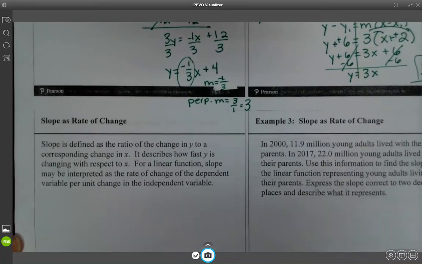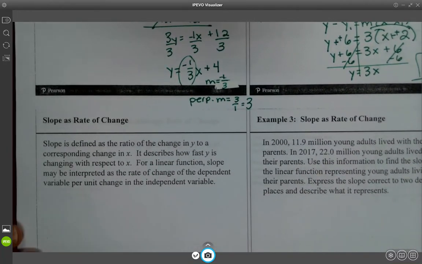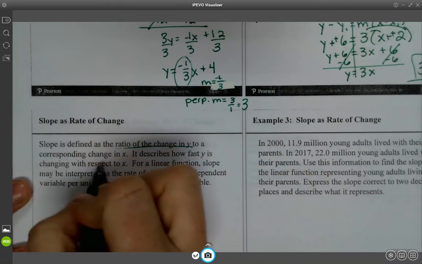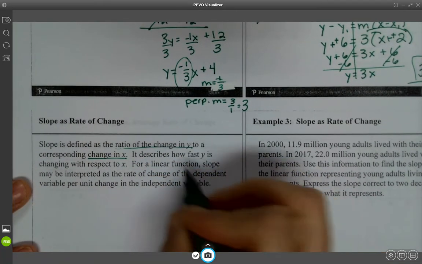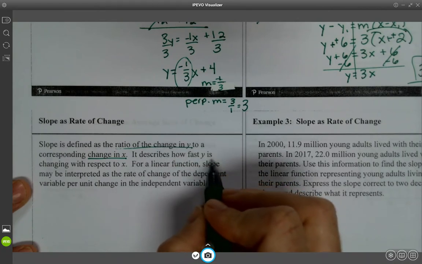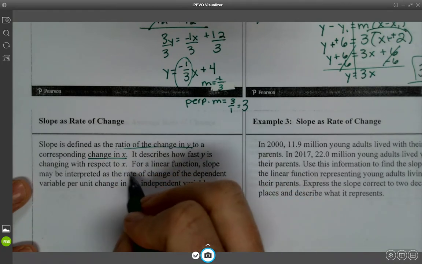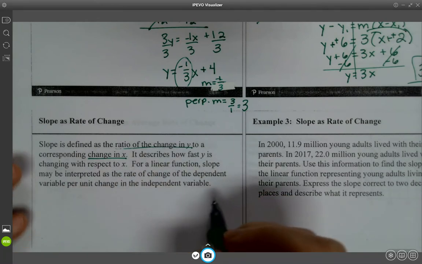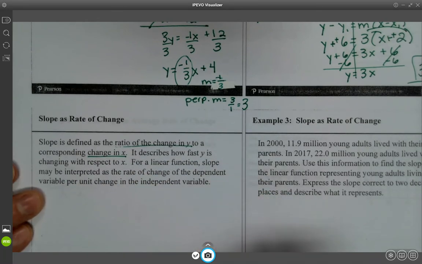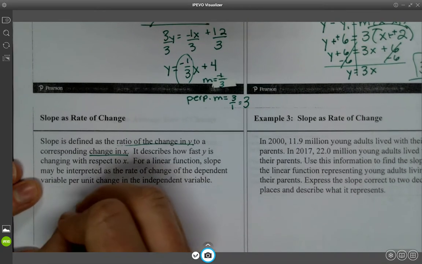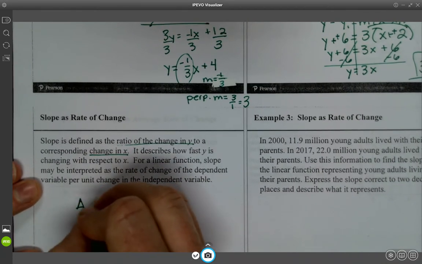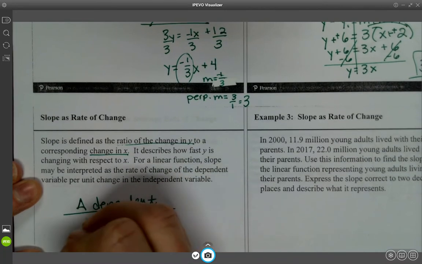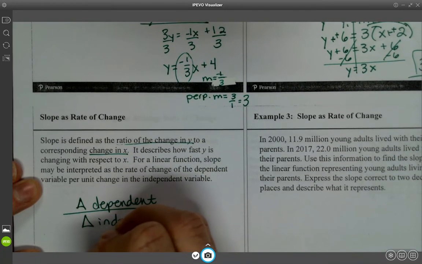All right, let's look at slope as a rate of change. Slope is defined as the ratio of change in y to the corresponding change in x. It describes how fast y is changing with respect to x. For a linear function, slope may be interpreted as the rate of the change of the dependent variable per unit change in the independent. So it'd be like change of the dependent over change of the independent.